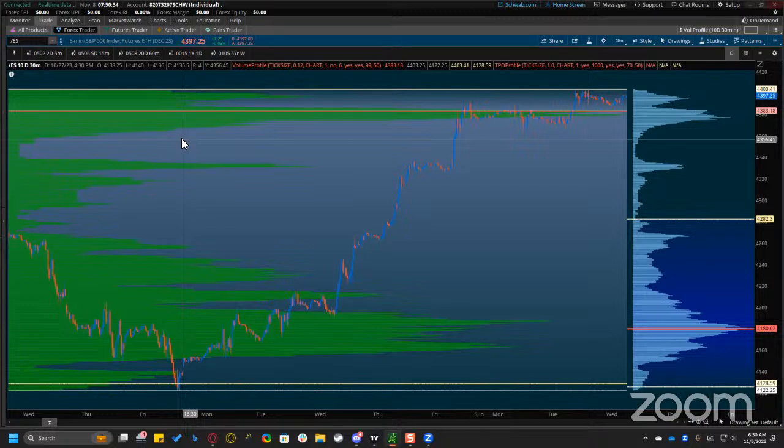We don't really have a classic shape right now. We still don't have the point of control from the TPO up here. So we look at the blue one on the right-hand side. It looks like a volume profile, but it's not a volume profile. It's TPO, time, price, opportunity. It's volume by time rather than volume by price.